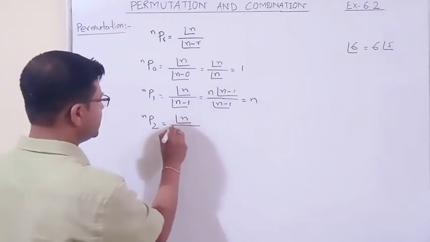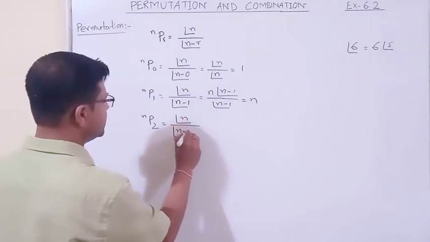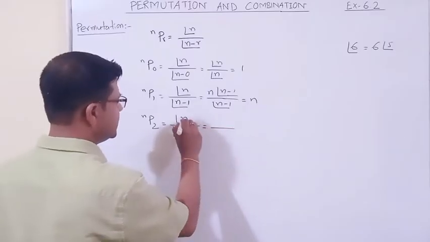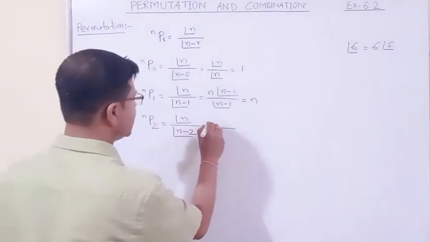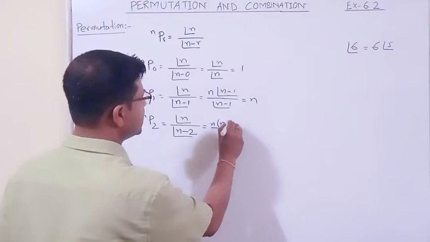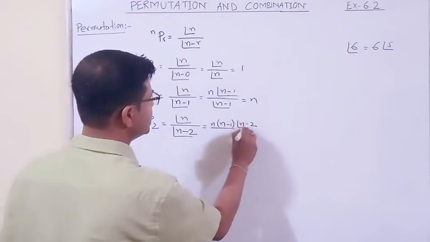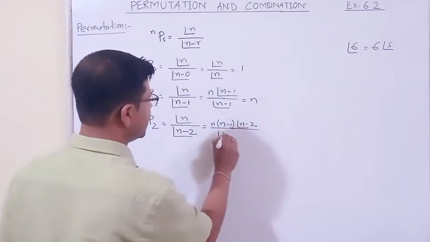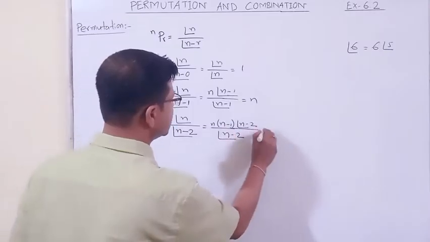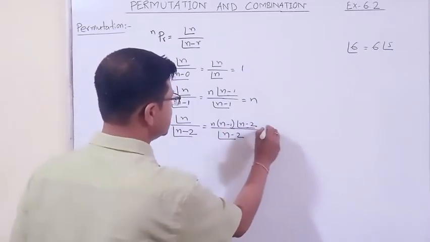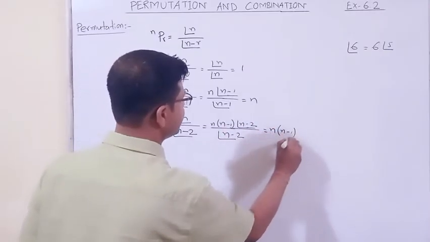Similarly, what is nP2? Factorial n divided by factorial n minus 2. So this factorial n can be written as n into n minus 1 into factorial n minus 2, divided by this factorial n minus 2. Now these two will get cancelled, so it is n into n minus 1.